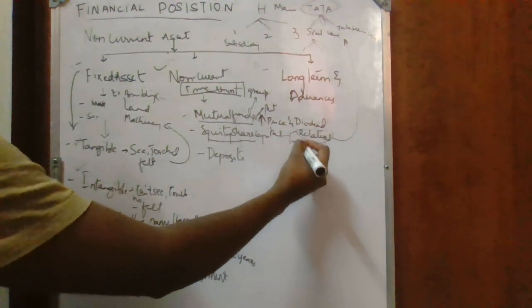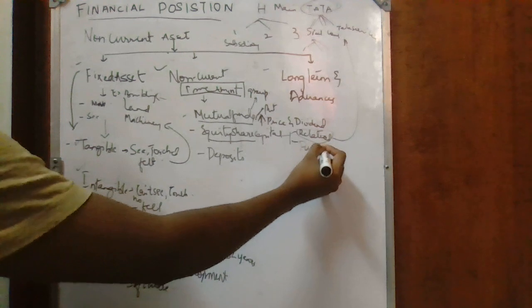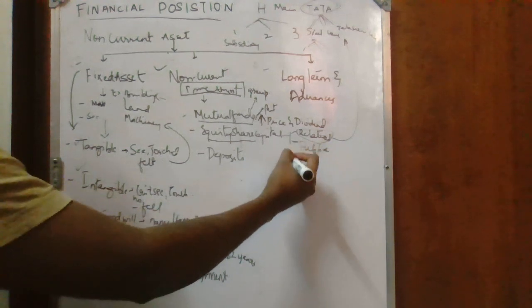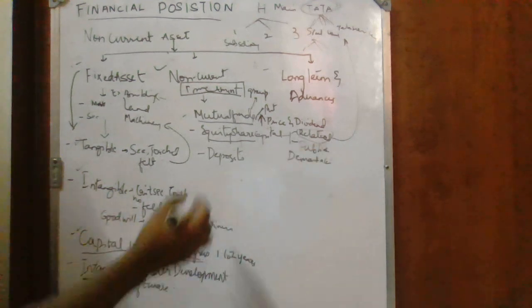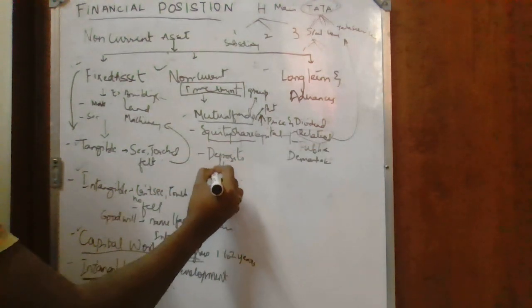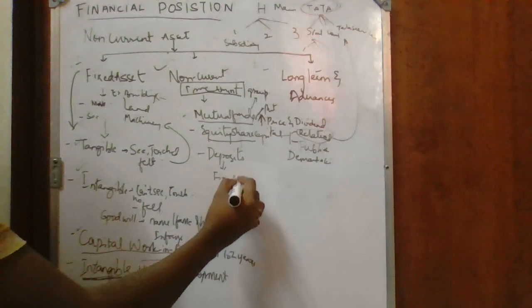Either you would have invested outside the business, which might be in public companies through the demat accounts. Next, you have deposits. You would have invested in fixed deposits.